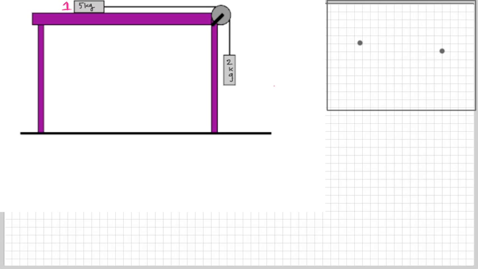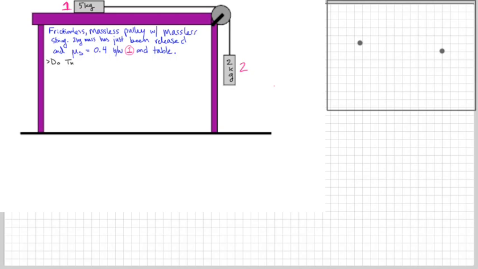Now, instead of the Atwood machine where they're both hanging, I have the same blocks, but the 5 kilogram block's on the table, and the 2 kilogram block is just hanging. In this one, I'm saying it's a frictionless, massless pulley with a massless string. Do I have any friction on this one? I have a free body diagram I'm about to draw on the right. Okay, I do have friction. I said the mu-s, the coefficient of static friction, is 0.4 between object 1 and the table.